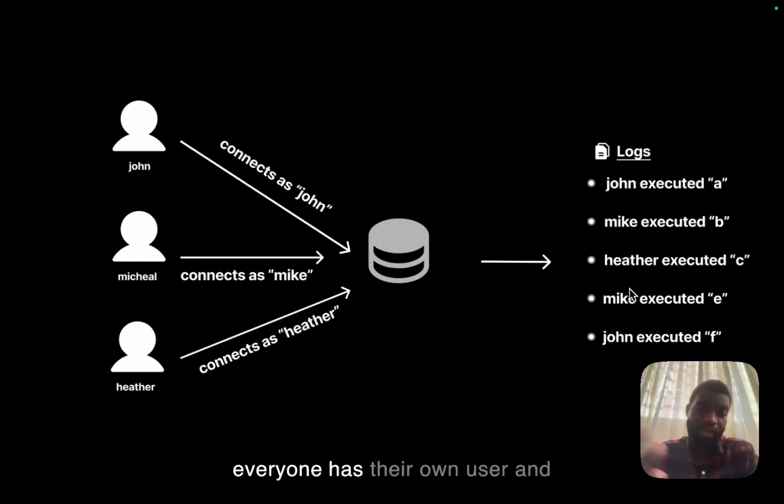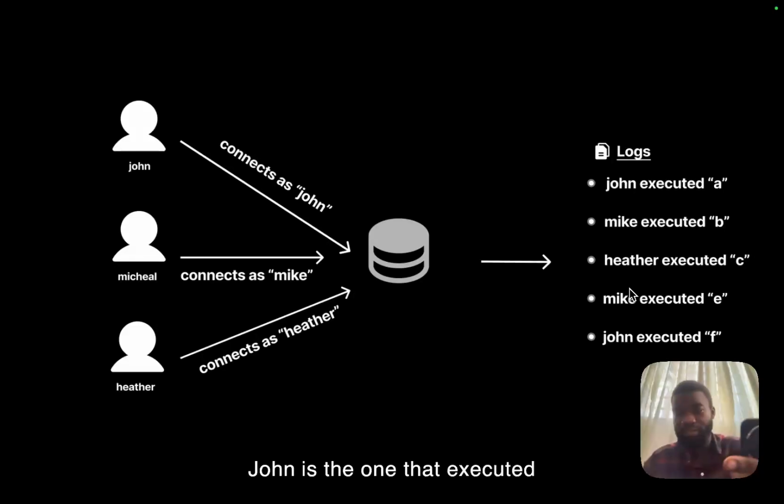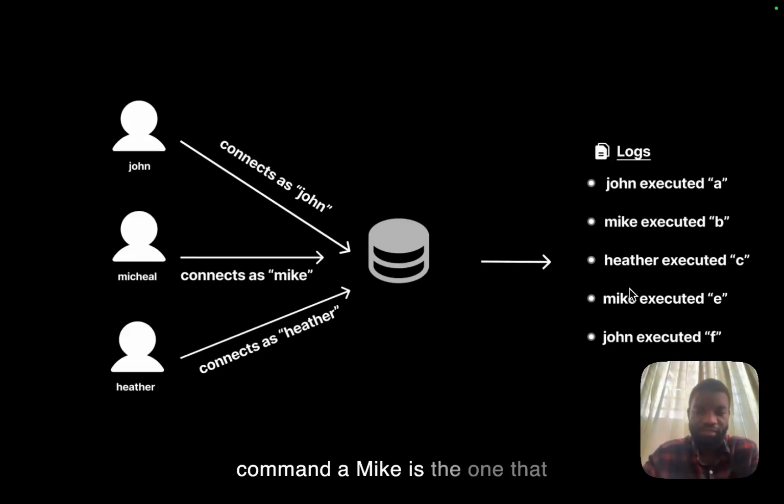However, if everyone has their own user and then they connect to the server as that user, John connects as John, Michael as Mike, Heather as Heather, every single action that they do gets tied to that user. So we'll know that John is the one that executed command A, Mike is the one that executed command B, Heather is the one that executed command C, etc. So it's easy to know what exactly is happening within the server, and it makes managing stuff much easier.